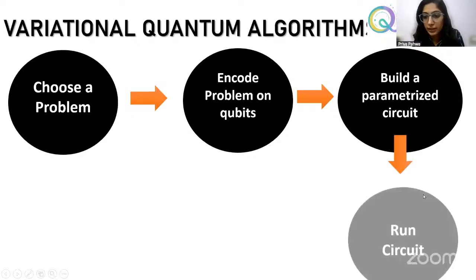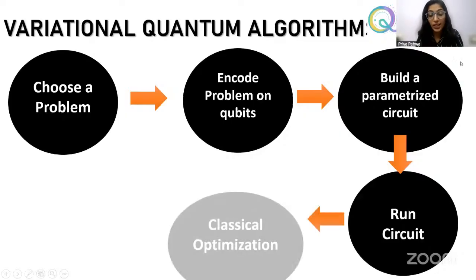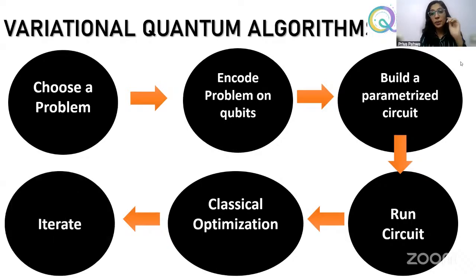Then we will run the circuit, and we have classical optimization techniques that provide a candidate for comparing the quantum and classical regimes. And then we keep on iterating. When we run the circuit, we classically optimize and keep iterating until it converges down to the minimal ground state energy we are aiming for. So this is what a variational quantum algorithm is.